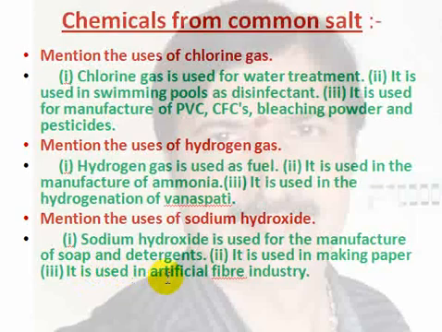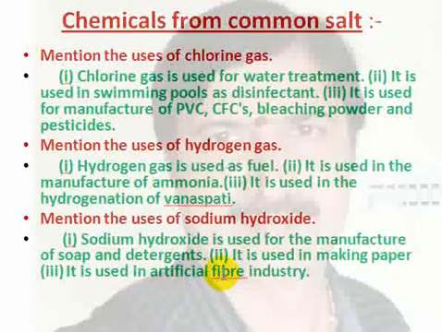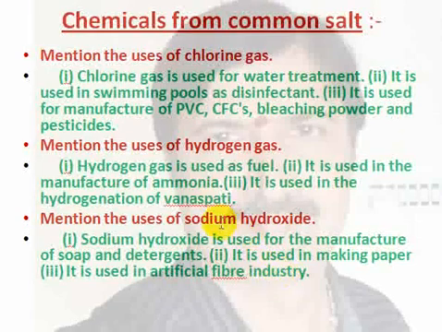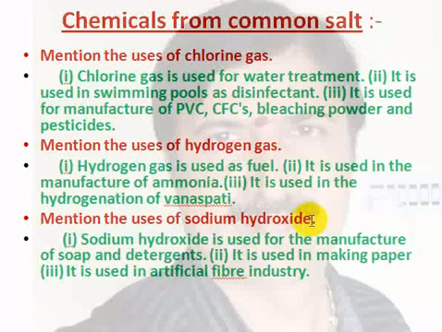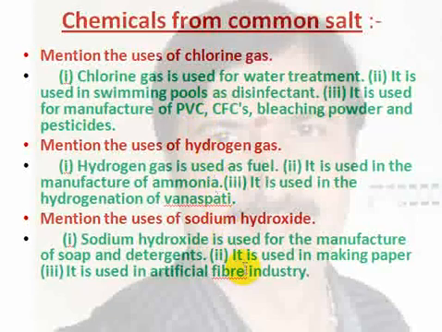So it is also used in the preparation of artificial fibers industry. So sodium hydroxide is also used in the preparation of glass. So sodium hydroxide is a very useful product. So this sodium hydroxide, hydrogen gas and chlorine gas, these are the three important products that can be obtained from the common salt.